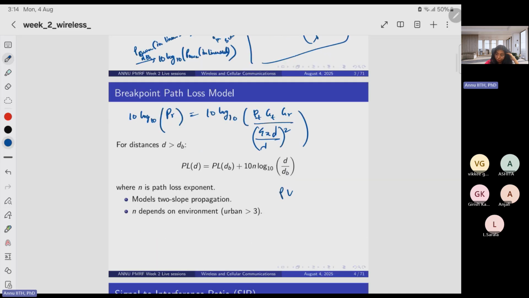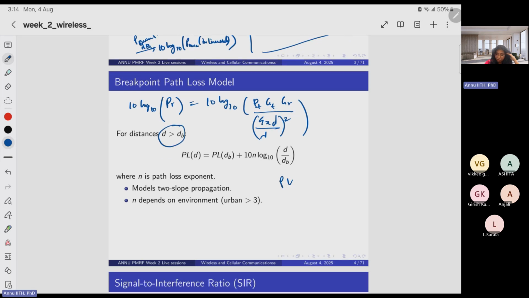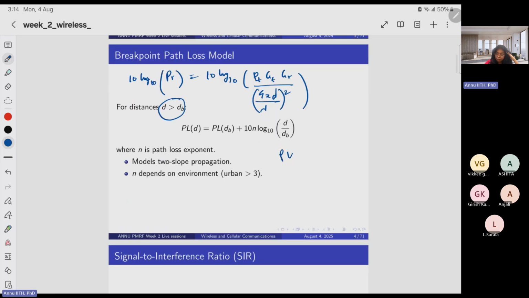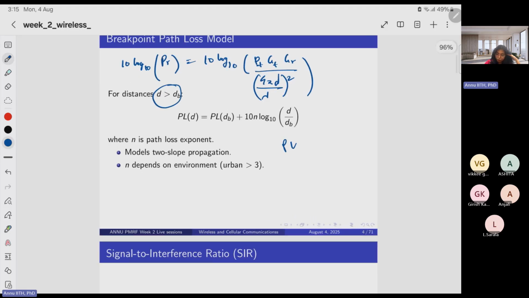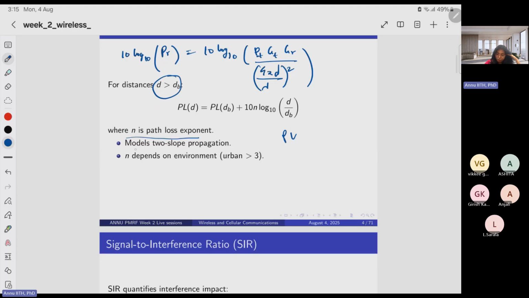And with this path loss, if it is greater than some certain distance, you should remember this formula. There is no other way to understand, but you should know why it is happening. So path loss at distance d is equal to path loss at distance d0 plus 10n log10 d by d0. It is one of the breakpoints of the path loss model, where n is the path loss exponent, which models two-slope propagation, and n depends on the environment.